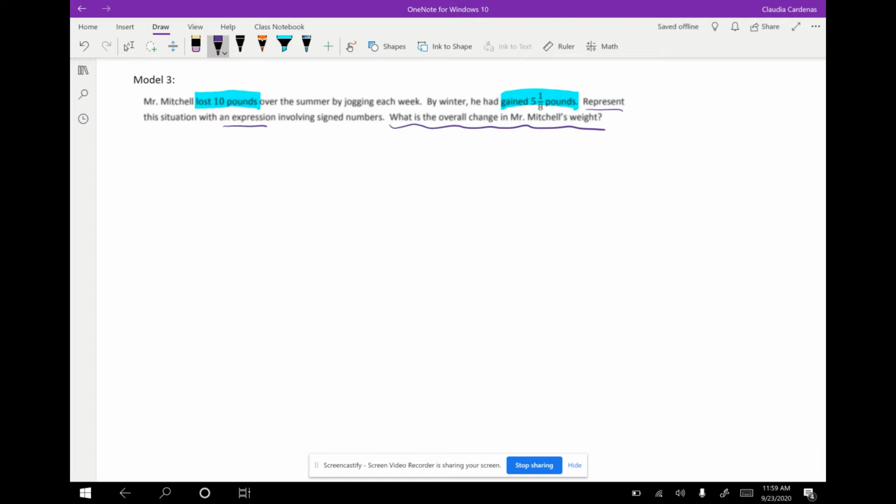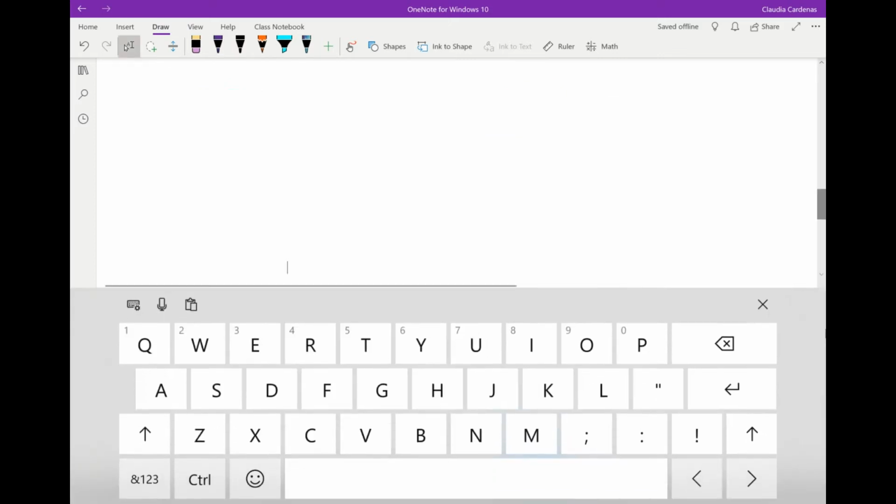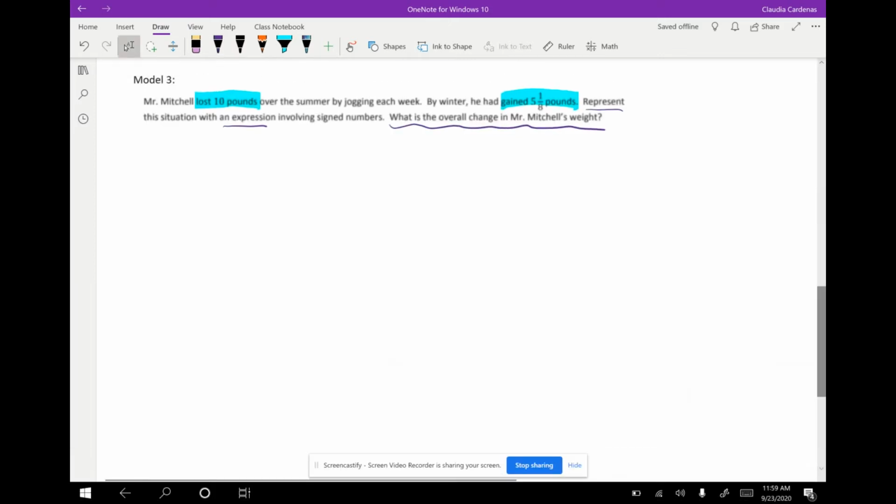Okay, so now that we have created a mental movie of what is going on in this problem, I want you to use the annotations that I circled and highlighted, and I want you to write down what is important and what the question is asking us to find on your paper. So I'll read it one more time. Mr. Mitchell lost 10 pounds over the summer by jogging each week. By winter, he had gained 5 1/8 pounds.